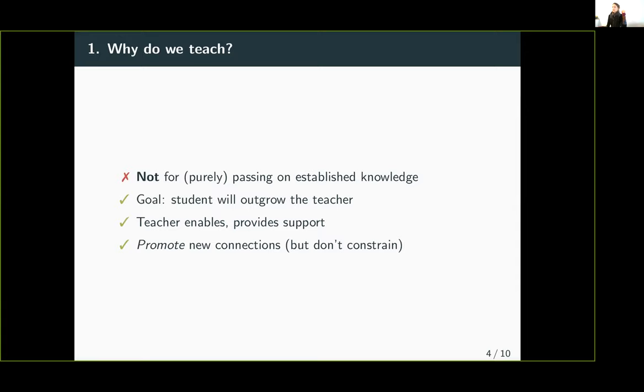So the first question to ask ourselves is, why do we teach? In the rhizomatic framework, we do not teach in order to pass on established knowledge. Instead, we teach in order to enable students to grow. And ideally, they would, in the end, outgrow the teacher. So we really want to give them a push and give them a framework, but it's up to them to leverage these opportunities and to really grow and push the boundaries. The teacher is the enabler, providing a little bit of guidance, but no constraints. And in guiding, the teacher should promote the construction of new rhizomatic connections in all directions.